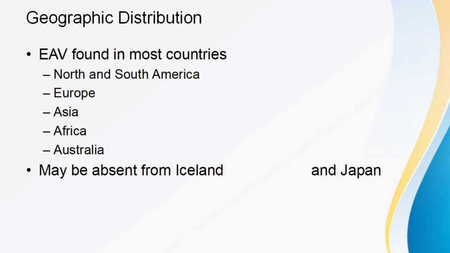Antibodies to this virus have been found in most countries where testing has been done. Seropositive horses have been reported in North and South America, Europe, Asia, Africa, and Australia. Infections are common among the horses in continental Europe but rare in the United Kingdom. This virus appears to be absent from Iceland and Japan.